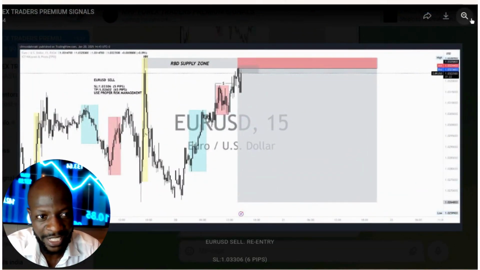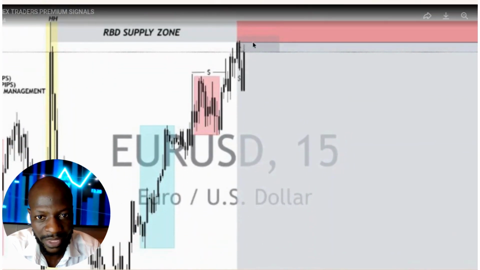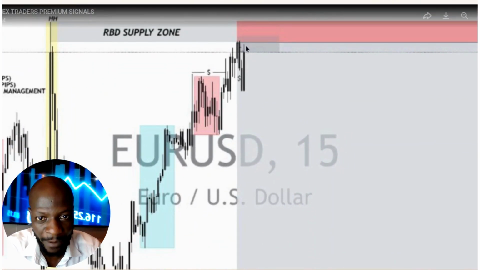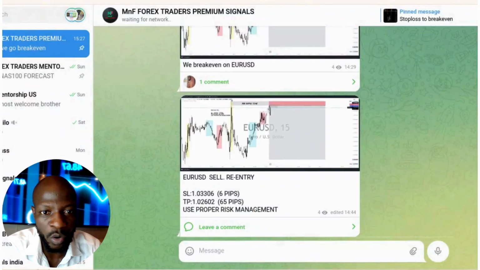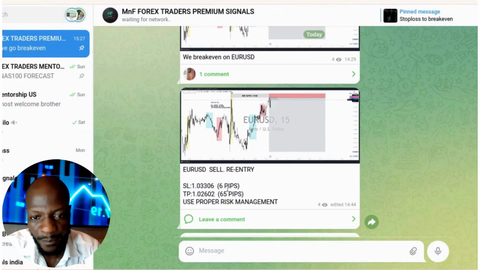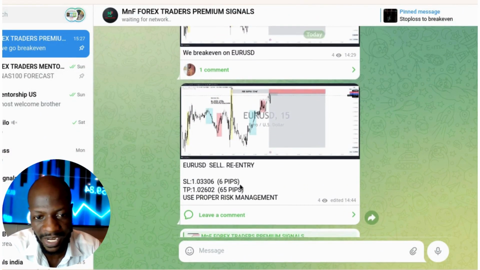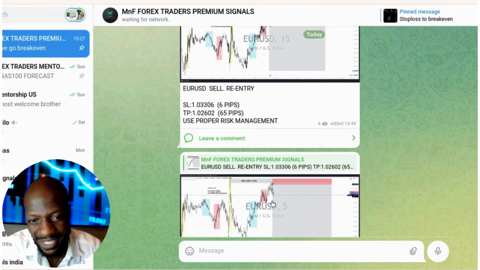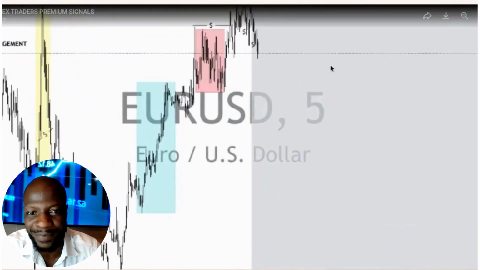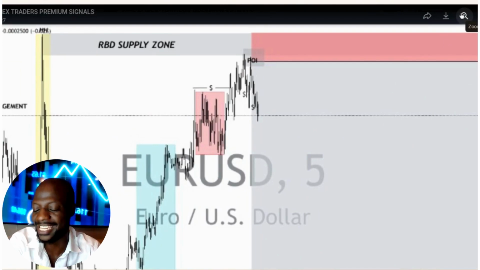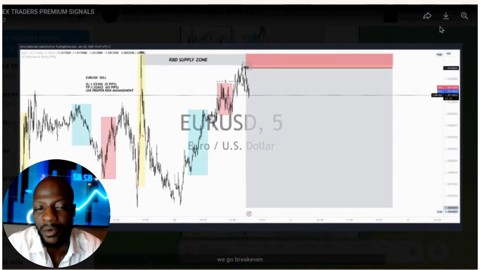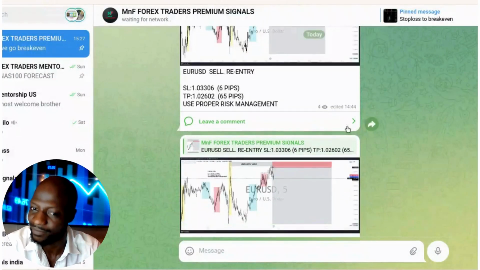I saw the market reacting from this area right here with this rejection right there. I was like, okay, the market is respecting this order block. So we had to go again as a re-entry, 6 pips stop loss and 65 pips target. Again, a few moments later, we saw the market respecting my thesis right here. I was like, yeah, we are probably headed to the TP right now, right?